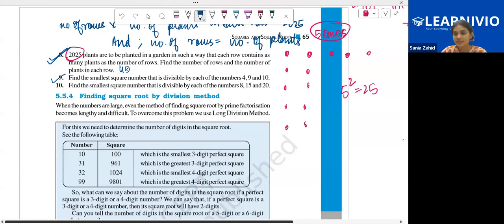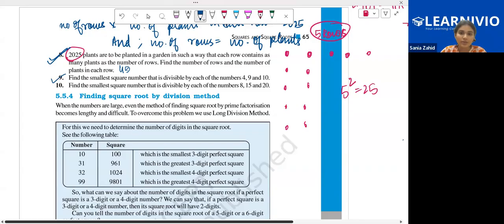And after finding the LCM? Ma'am, after finding LCM, we'll find the square root of that. No, we have to find the smallest square number, so we'll convert that into a perfect square. Yes, ma'am, we will do prime factorization. I meant to say that.